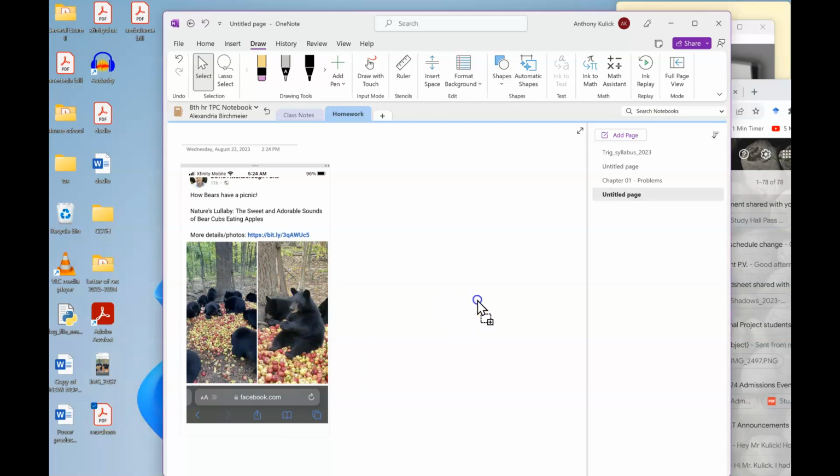If it's a PDF you're saving in, when you drag it in, it'll give you this option. Pick Insert Printout, and it'll just plop the PDF right in there. Give it a shot. Try right now. If you get stuck, I'm going to be walking around.